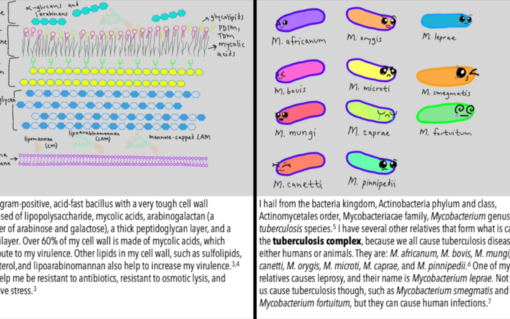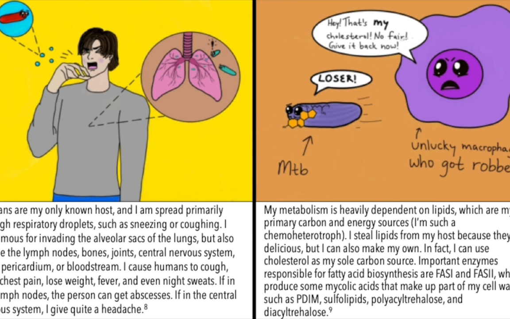Not all of us cause tuberculosis, though, such as Mycobacterium smegmatis and Mycobacterium fortuitum, but they can cause human infections. Humans are my only known host, and I am spread primarily through respiratory droplets, such as sneezing or coughing. I am famous for invading the alveolar sacs of the lungs, but also invade the lymph nodes, bones, joints, central nervous system, heart pericardium, or bloodstream.